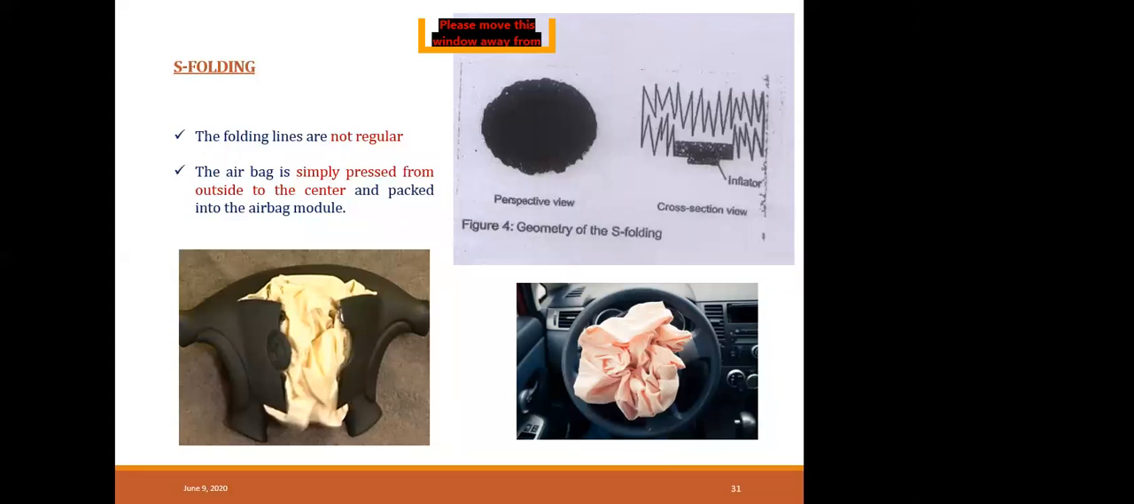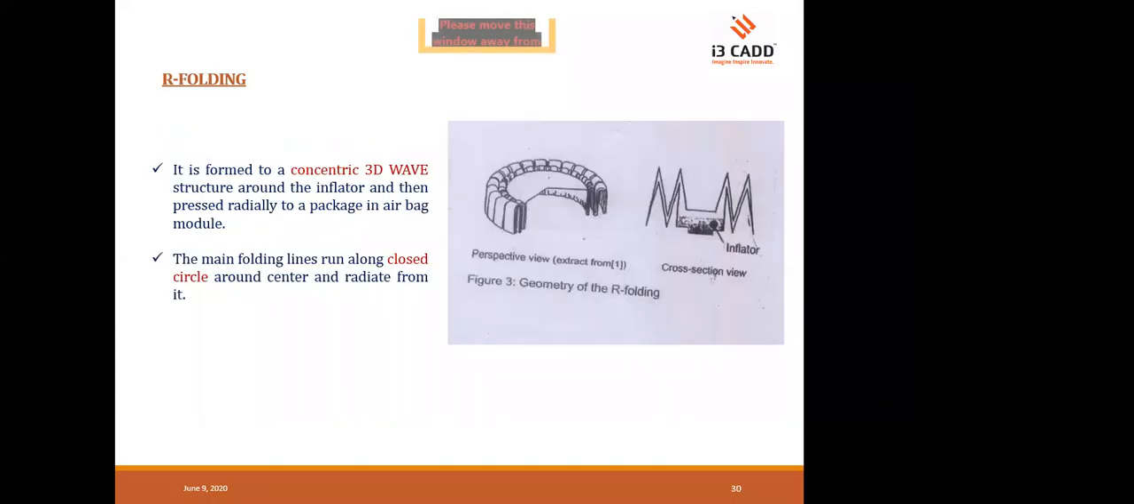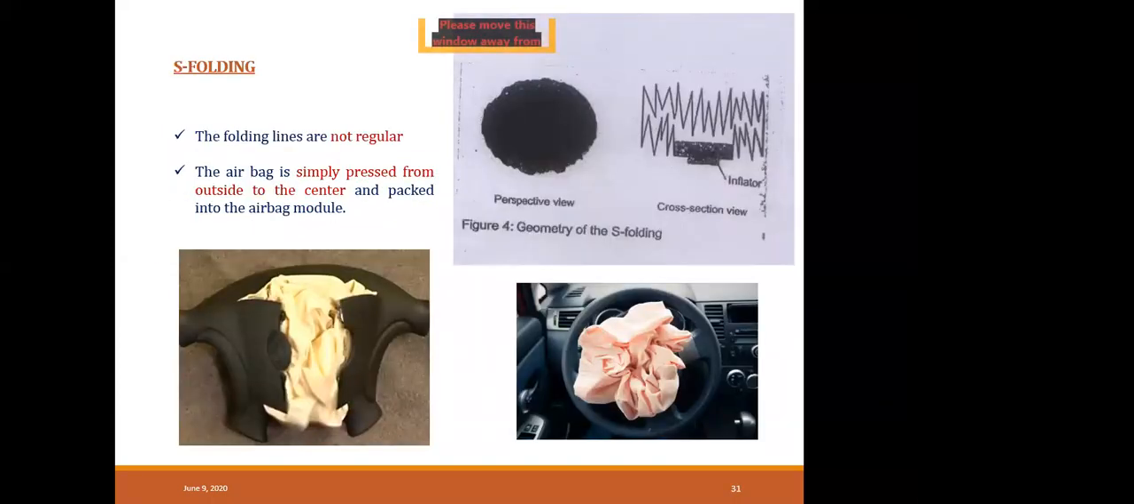Why are they doing it like this? This is the effective method which is used by most of the manufacturers because, for example, if you take L folding, what will happen? It is folded 10 times, for example. While unfolding also, it has to unfold 10 times, then only the bag will come out. But here, if you crush the bag, what will happen? The bag will quickly inflate. Right? That's why airbag manufacturers use this S folding more.